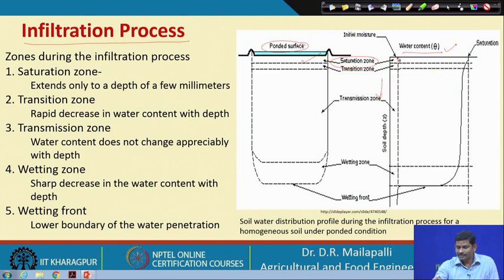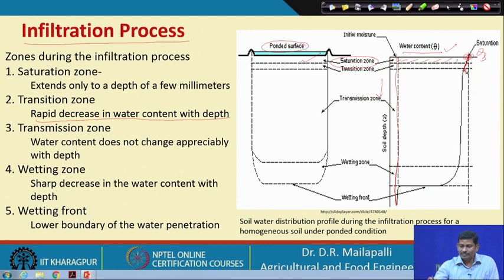Water content: this is the initial water content before applying water. We assume that there is a uniform initial moisture content in the soil. Because this is saturated, this is the saturation point, theta s, immediately down. So this is completely saturated, which is why the graph starts from here. Then at the transition zone you can see a decline in moisture content with depth. That is what a rapid decrease in water content with depth means.